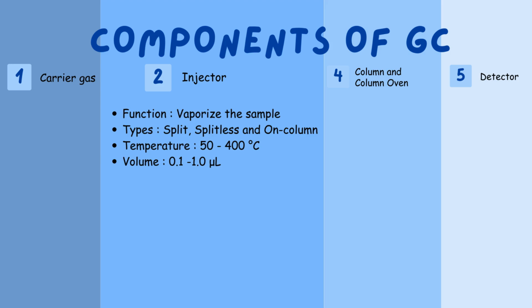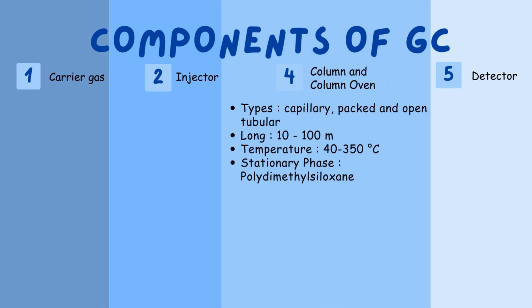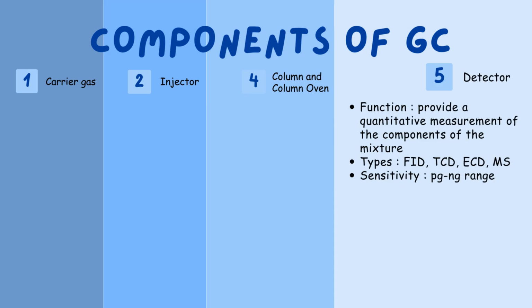or on-column methods. The column is 10 to 100 meters long, heated at 40 to 350 degrees Celsius, with polydimethylsiloxane stationary phase. Detectors like FID, TCD, ECD, or MS measure separated components with picogram sensitivity.